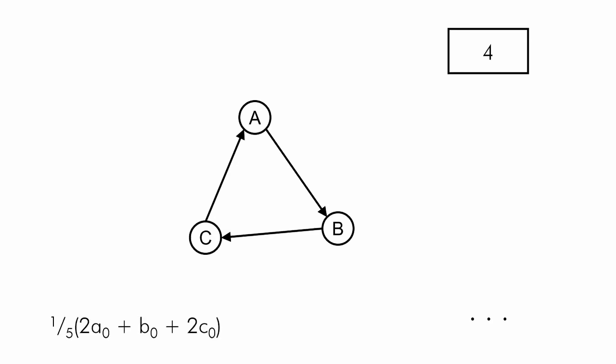However, if you play this out, you reach an equilibrium at 1/5 times 2A0 plus B0 plus 2C0, which is substantially different from the arithmetic mean of the input opinions. So you can see that communication patterns do play a role in opinion formation. In this case, you could argue for something like a primacy effect.